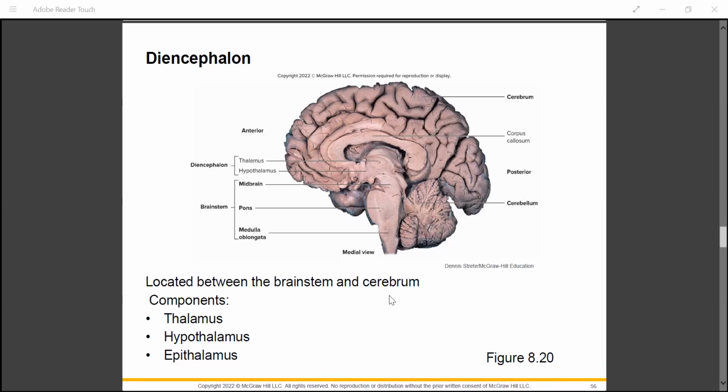The next thing we're going to talk about is the diencephalon. It shows here that we have three different components to it: the thalamus, hypothalamus, and the epithalamus. But typically you will just see this listed as the thalamus and hypothalamus. We're going to kind of ignore the epithalamus. That's a little bit too specific for what we need.